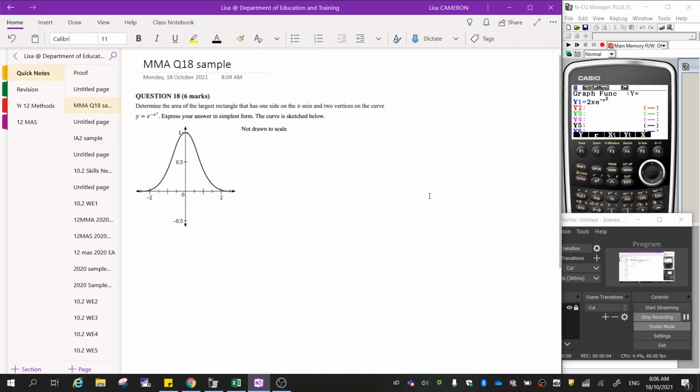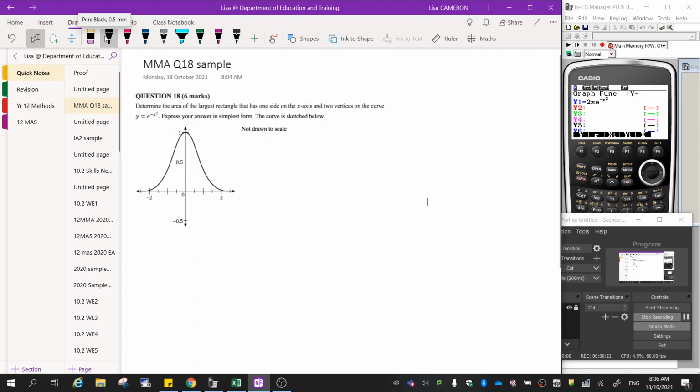Okay, so question 18: determine the area of the largest rectangle that has one side on the x-axis and two vertices on the curve. What that's trying to tell you is that you're constructing a rectangle that's going to be touching 2 points on this equation. Now, because it's a rectangle, those 2 points have to be at the same height. So our rectangle could look something like this. So if I just chuck a little point in there, like that.